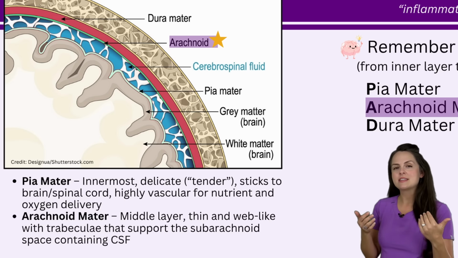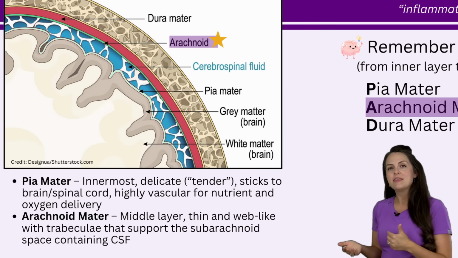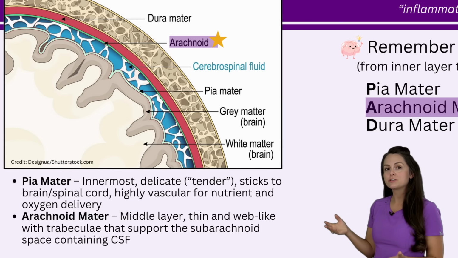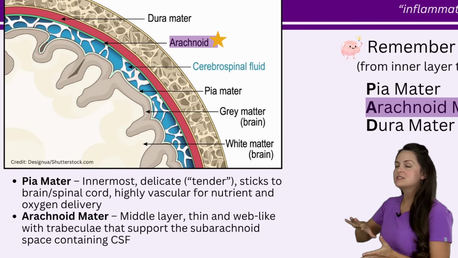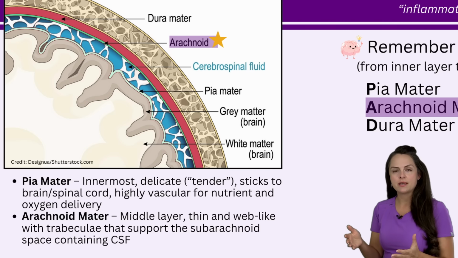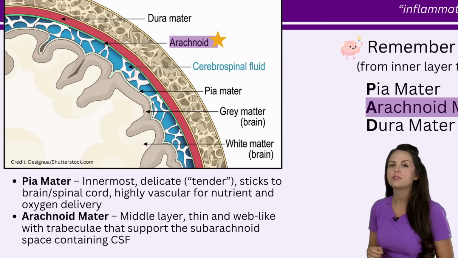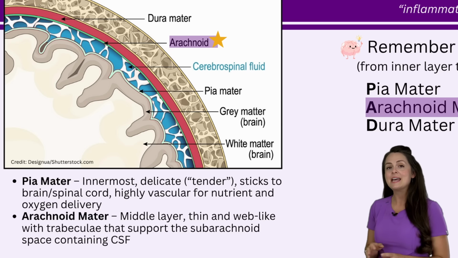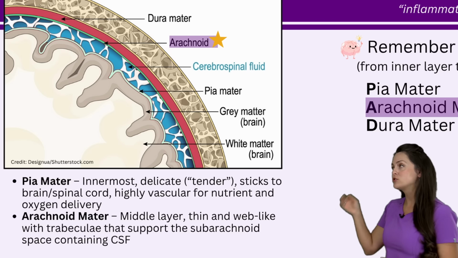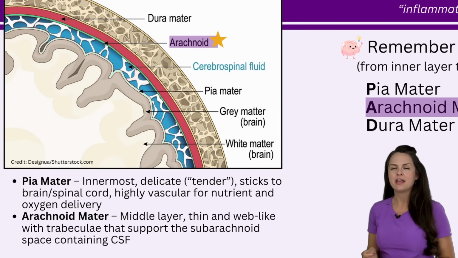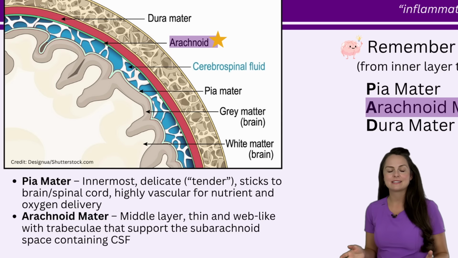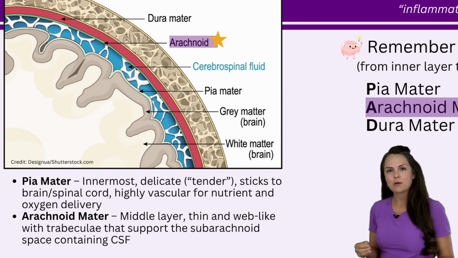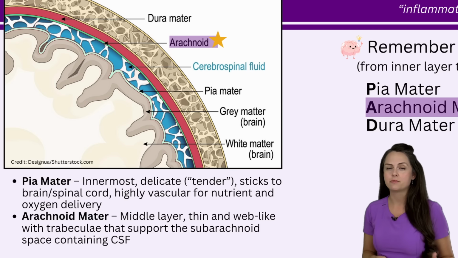So this layer is a thin web-like layer that has these web-like fibers called trabeculae that extend down into that innermost layer, the pia mater, and it's going to help form a very important space I want you to remember called the subarachnoid space. And this space is going to contain our cerebrospinal fluid, our CSF. You really want to remember CSF because that is one of the things that we take to help diagnose a patient with meningitis.